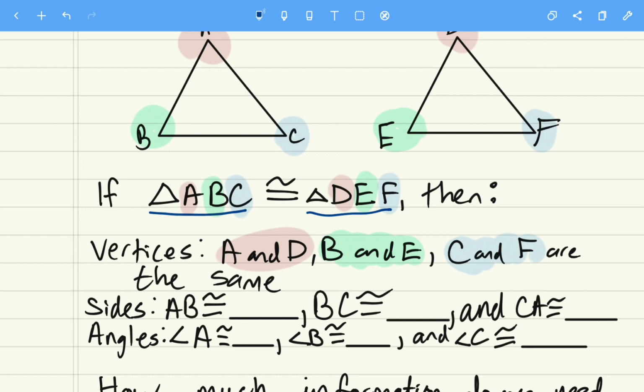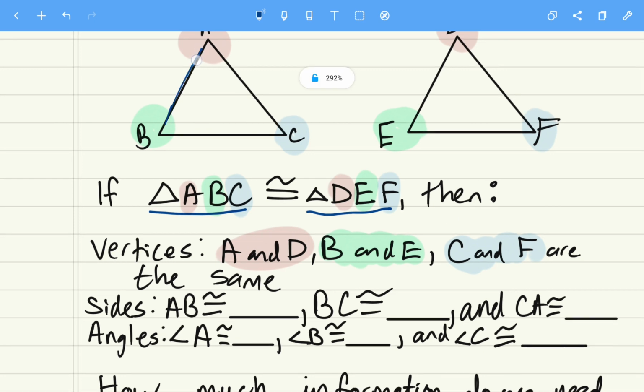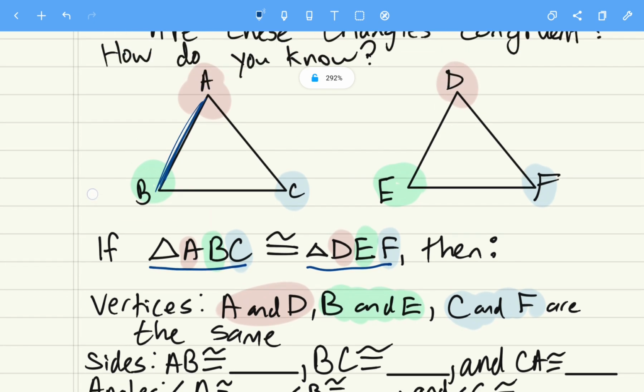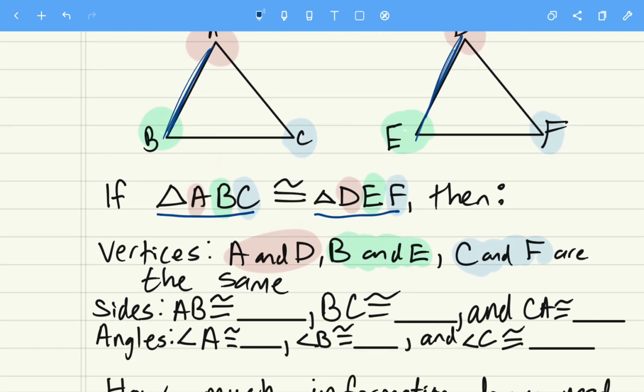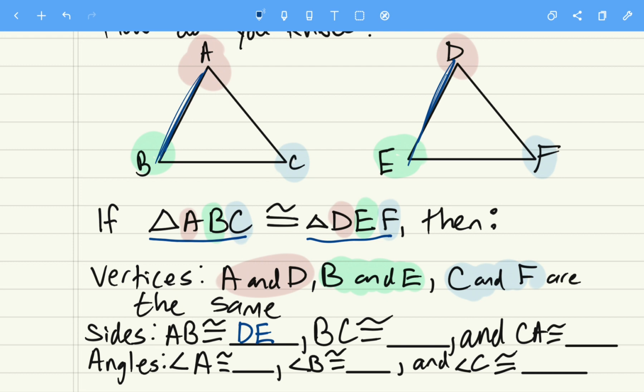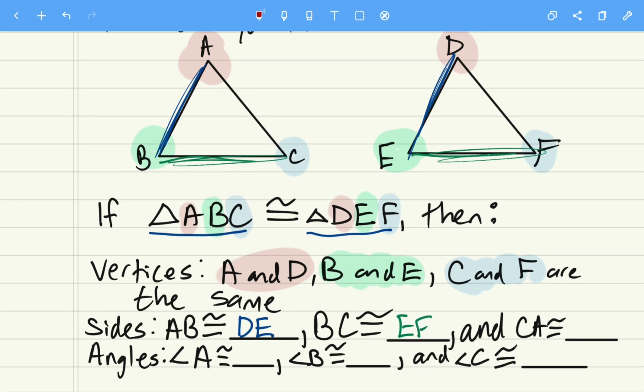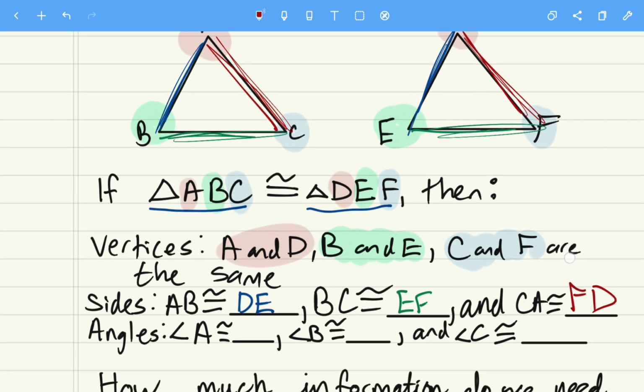And this helps us figure out the sides too. So side AB is this one right here. It corresponds with side DE. So AB and DE are congruent. BC corresponds with EF, so those two are congruent. And CA corresponds with FD. So notice that the common vertices, or the corresponding vertices, are shared between the triangles.